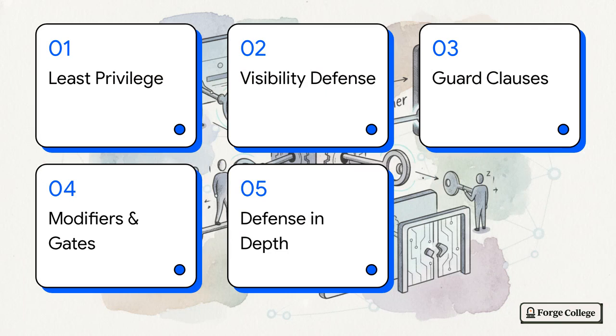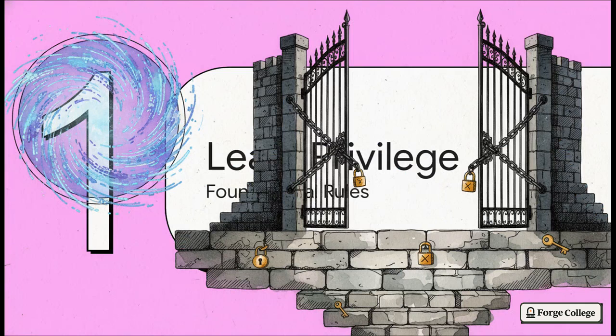Okay, let's dive into this structural blueprint. This naturally follows our previous lesson on Introduction to Deployment Scripting. Today we'll be covering the principle of least privilege, visibility as the first defense, guard clauses, modifiers, and finally, achieving defense in depth. All right, kicking things off with Section 1, the principle of least privilege.